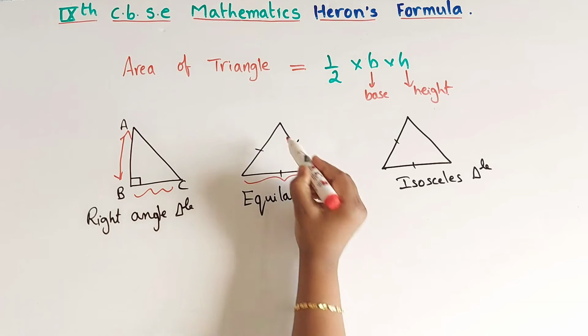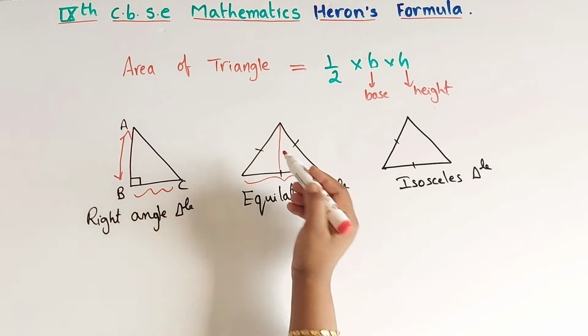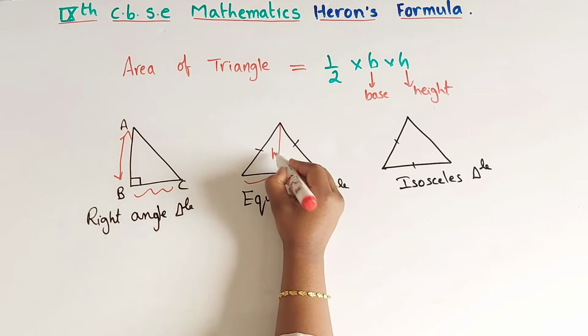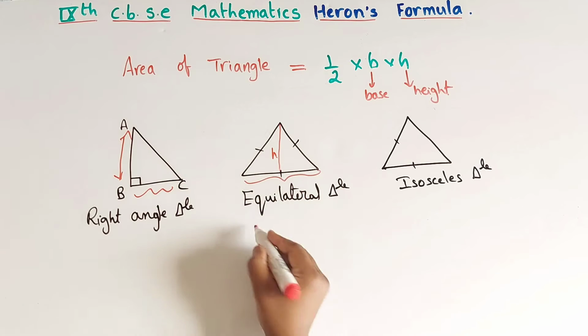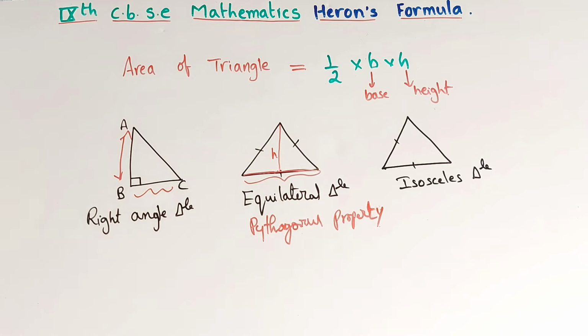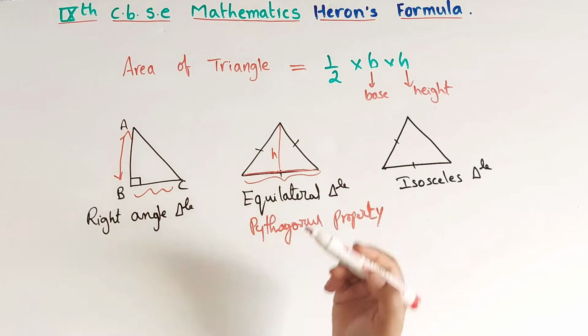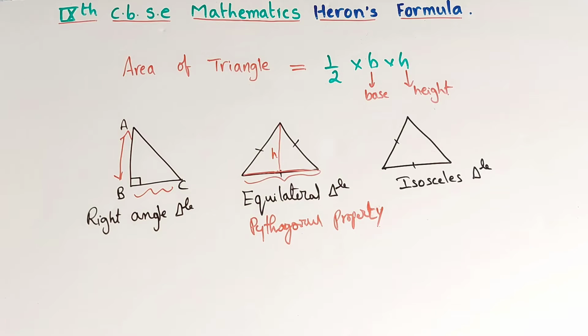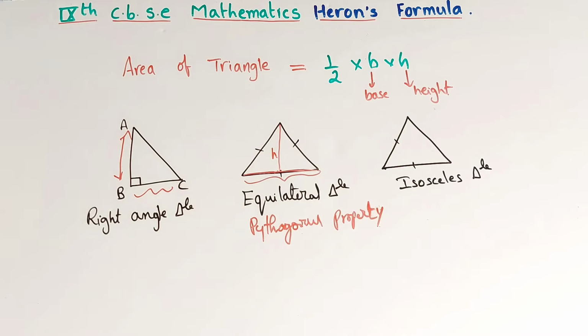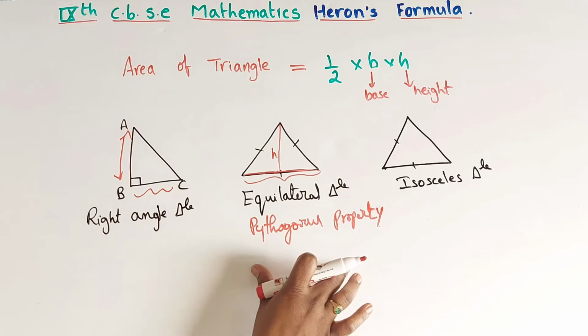What about height? You can draw a perpendicular line, correct children? Find out the altitude, that means height, by using Pythagoras property. This is the base children, we know that. So by using Pythagoras property, we can find out height here. So that height you know, base you know, and you can apply this formula, area of a triangle equal to half BH, so that you can find out equilateral triangle area also.